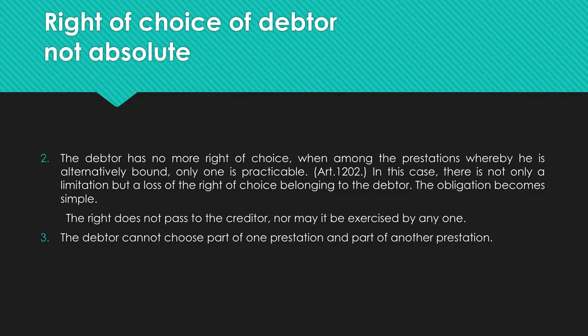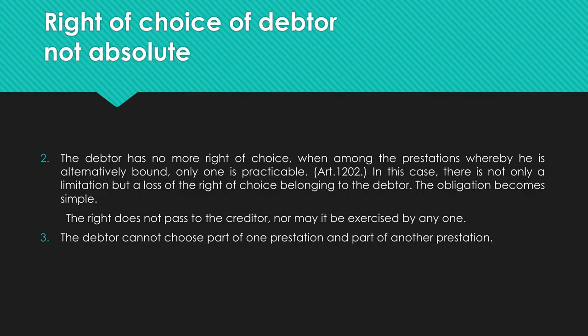So, parang nawala sa kanya yung choice. In this case, there is not only a limitation but a loss of the right of choice belonging to the debtor. The obligation becomes simple. Hindi na siya alternative because nawala na nga yung iba. So, the right does not pass to the creditor nor may it be exercised by anyone. So, hindi dahil nawala yung ibang choices in the alternative, magagrant yung choice kay creditor.